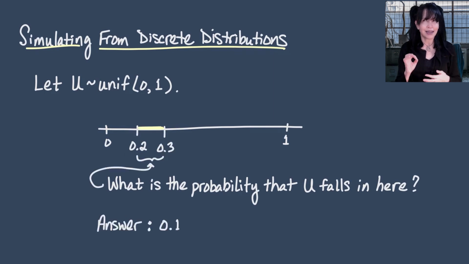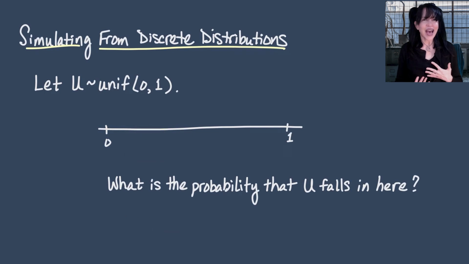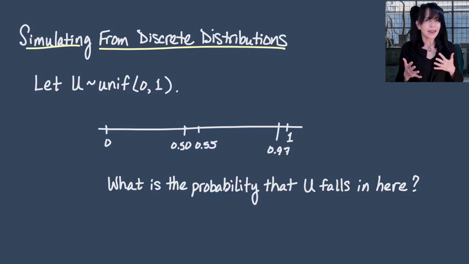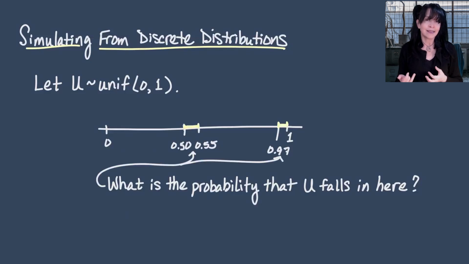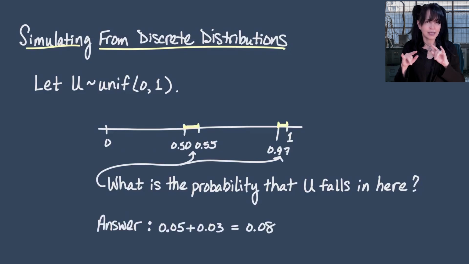Let me just make this a tiny bit more complicated. Suppose that I am looking at a set of values that consists of two disjoint intervals, say between 0.5 and 0.55 and 0.97 and 1. And now if I ask you, what is the probability that U lands in this set? The answer is, of course, the total length of these intervals divided by 1, which is the total length of the overall interval. So we're looking at 0.05 plus 0.03. The total length of the set defined by these two intervals is 0.08. And so the probability the uniform lands in this set is 0.08.